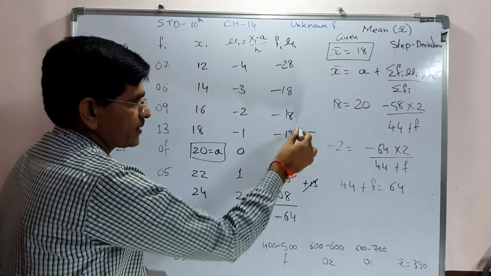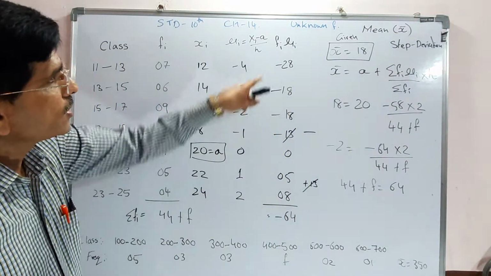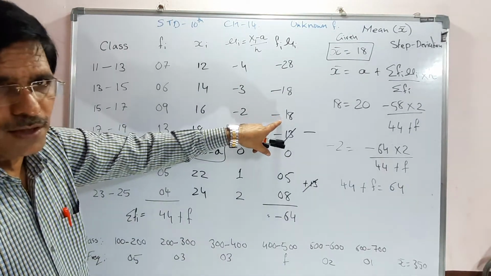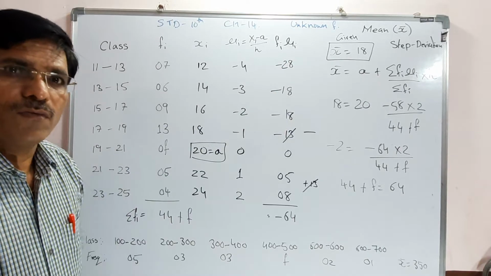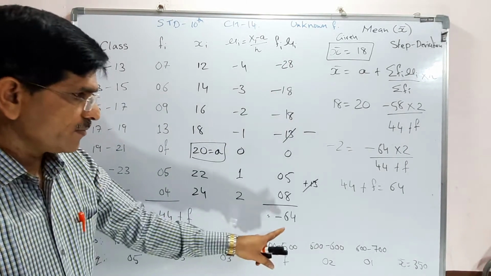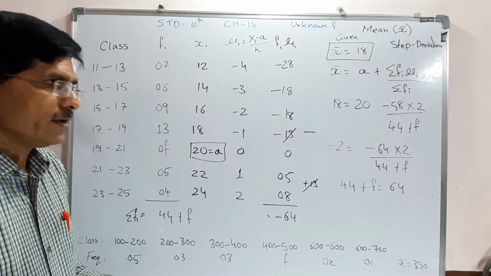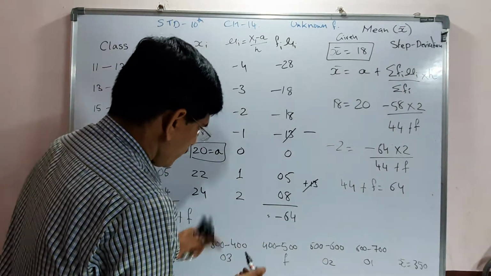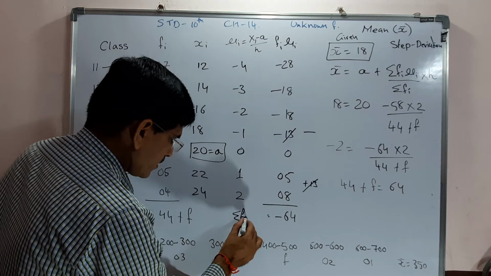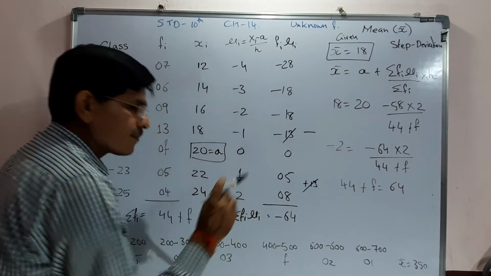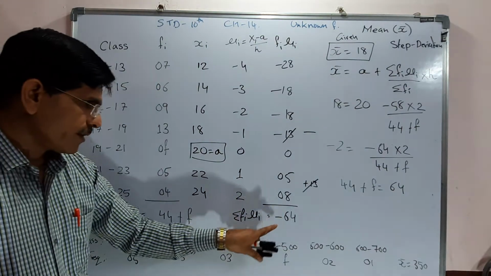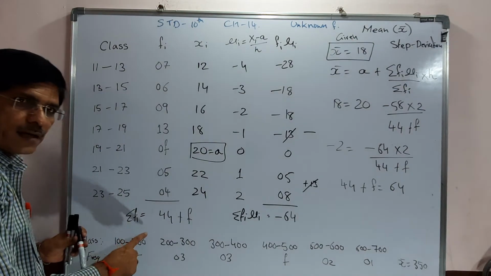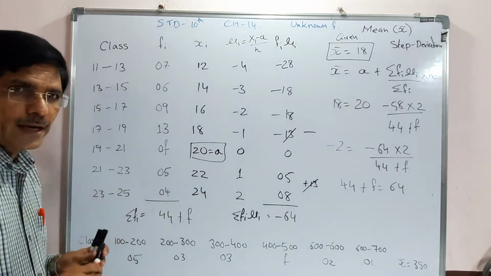So 5 plus 8, that is plus 13. Now plus 13 minus 13 is equal to, now remaining is 20, 30, 40, 8 is 24, 40 plus 24 is 64. That is why I am writing here minus 64. So sigma fi ui we have got minus 64, and sigma fi we have got 44 plus f.